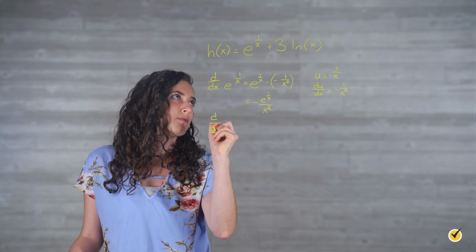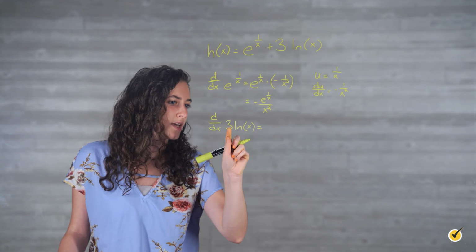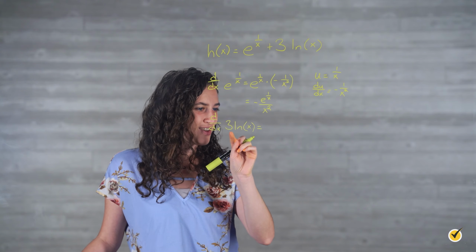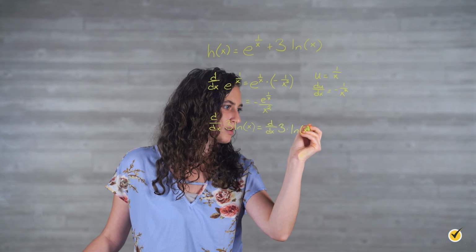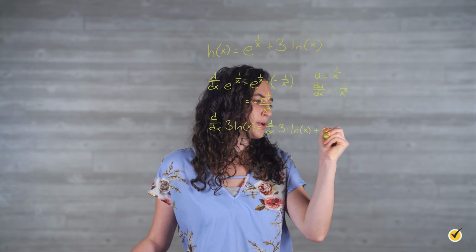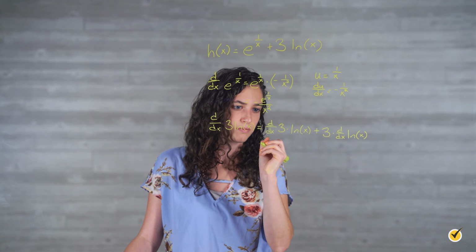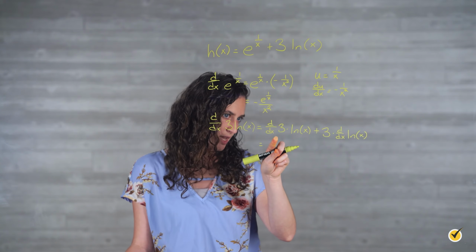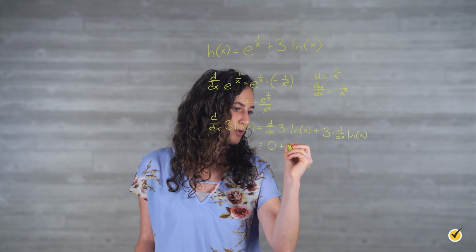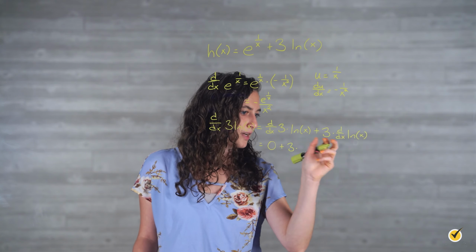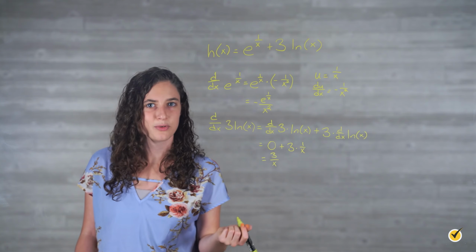So if we take the derivative of 3 ln of x, we'll take the derivative of 3, so d over dx of 3, times the natural log of x, and then add 3 times the derivative of the natural log of x. So the derivative of 3 is 0, multiplied by the natural log of x is still 0, plus 3 times the derivative of the natural log of x, which is 1 over x. And this will simplify to 3 over x, like we said before.